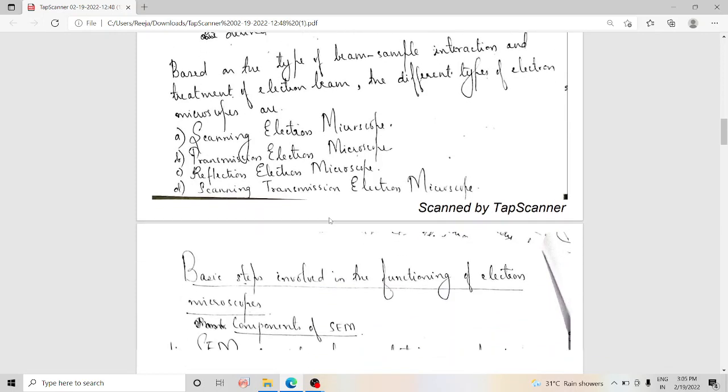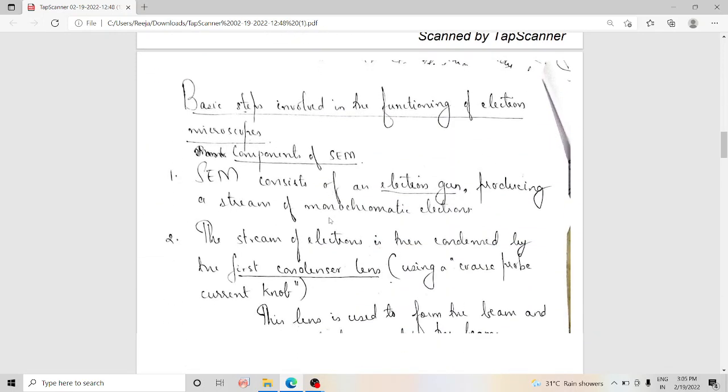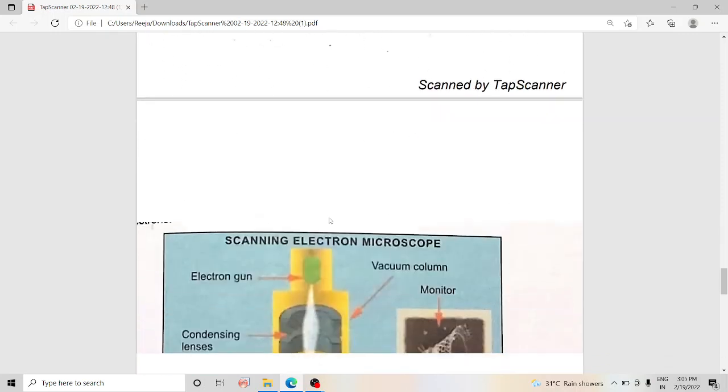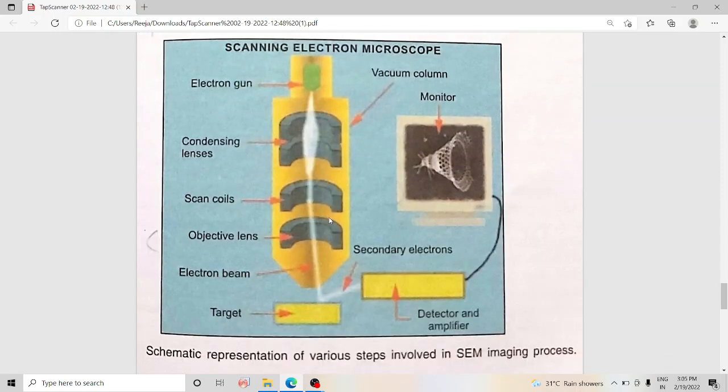Let us first go through its components. I'll show you a schematic diagram of the scanning electron microscope. All the images used in this video have been taken from a book of study, Introduction to Nanoscience and Nanotechnology by K.K. Chattopadhyay and A.N. Banerjee.